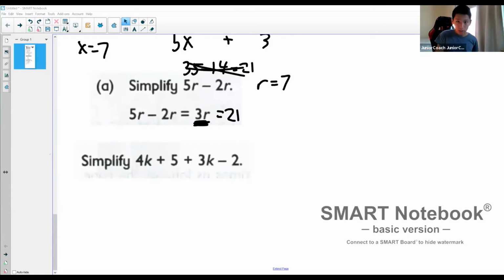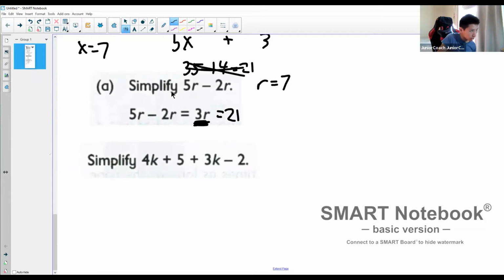I'll wait on a few more answers and then we can head out. All right, so most people seem to have it. However, we have some answers where they've simplified the k's and we got 7k. That would be okay, but you have to also do the numbers, right? So if we want to simplify as much as we can, we simplify this as well, and we get plus 3.